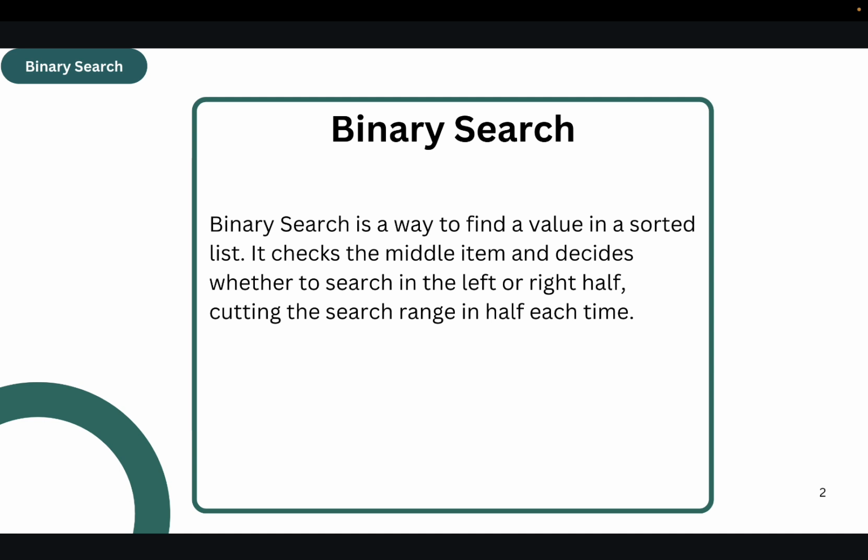So this is a very simple definition of the binary search algorithm. It is a way to find a value in a sorted list. That means in order to perform the binary search algorithm, we need to make sure that we have an array or list which is in sorted order. It checks the middle item first and then decides whether to search in the left or right half, cutting the search range in half each time, or each iteration.